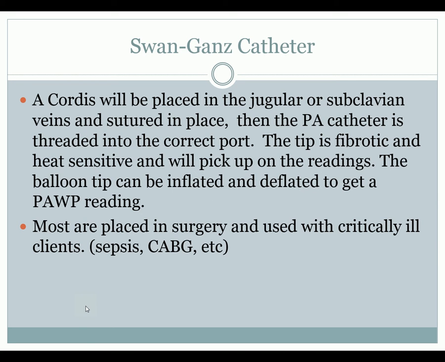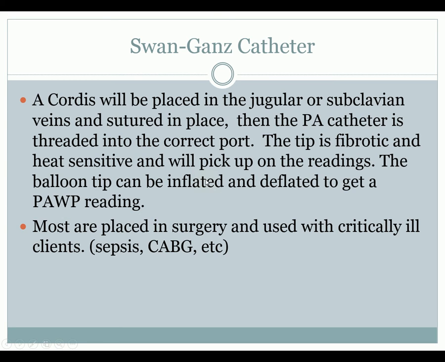All right, so let's first start out with the Swan-Ganz catheter. First thing they're going to have in place is what's called a Cordis. And a Cordis can either be in the jugular or subclavian, and it will be sutured. Then they will come in and take a pulmonary artery catheter and thread that into the correct port. The tip of that is fiber optic and heat sensitive, and it's going to pick up on readings. The balloon tip of the Swan-Ganz catheter can be inflated and deflated to get what's called a pulmonary arterial wedge pressure reading.